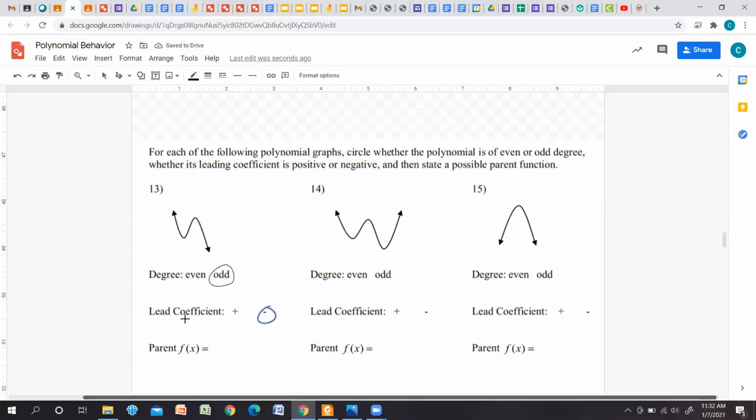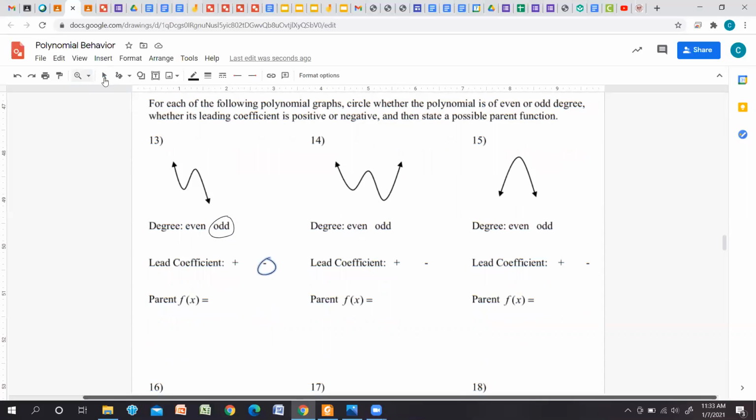Now notice the order is very purposeful. First you find whether it's even or odd. If it's the same, it's even. If it's different, it's odd. Then you find the lead coefficient, right? There's only two possibilities, positive and negative. Then the parent function is the most basic function with this behavior.